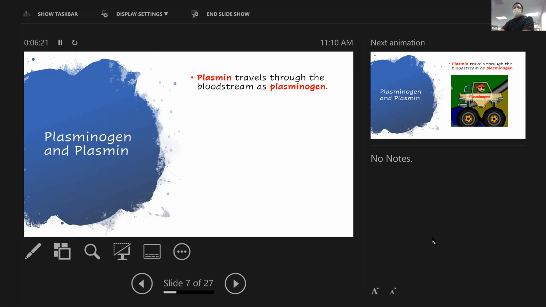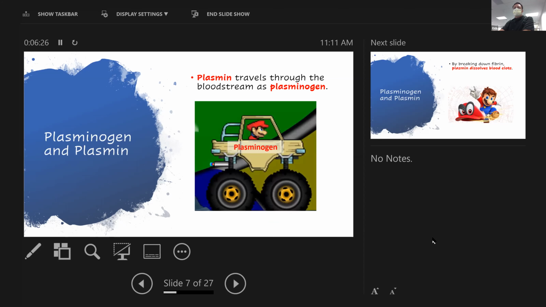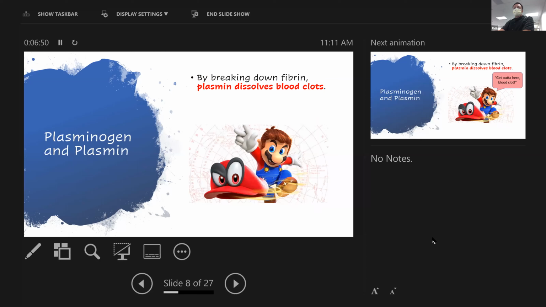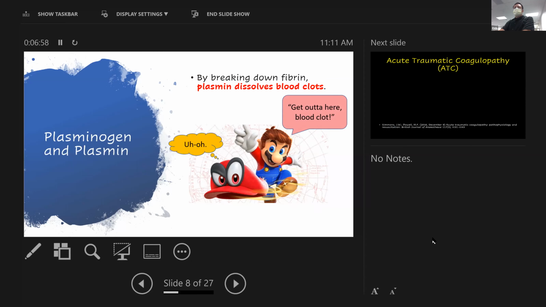Plasmin doesn't normally travel around by itself inside the bloodstream. Essentially, it travels around as something called plasminogen. Plasminogen is soluble within the bloodstream, whereas plasmin is not. So in a normal, healthy blood vessel, you don't see a lot of plasmin, but you do see a fair amount of plasminogen. And when the blood vessel is injured, plasminogen becomes converted to plasmin so that it can start to dissolve blood clots. So here's our plasmin kicking out a blood clot.